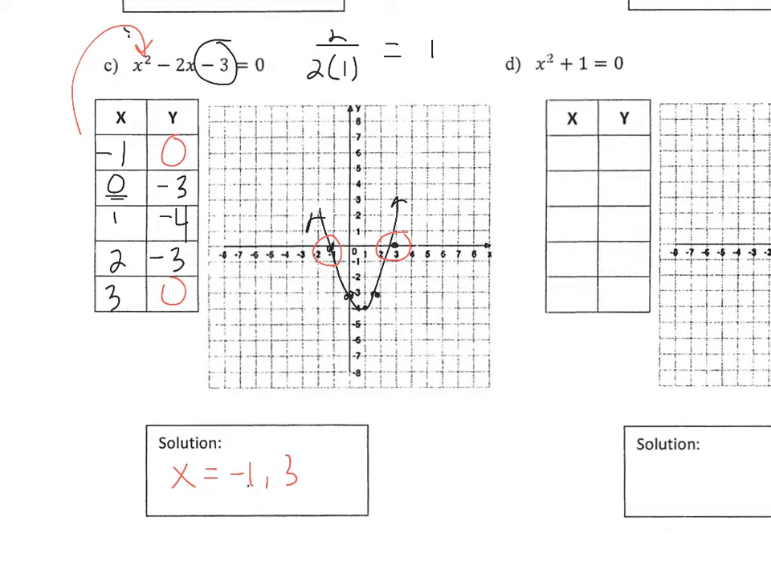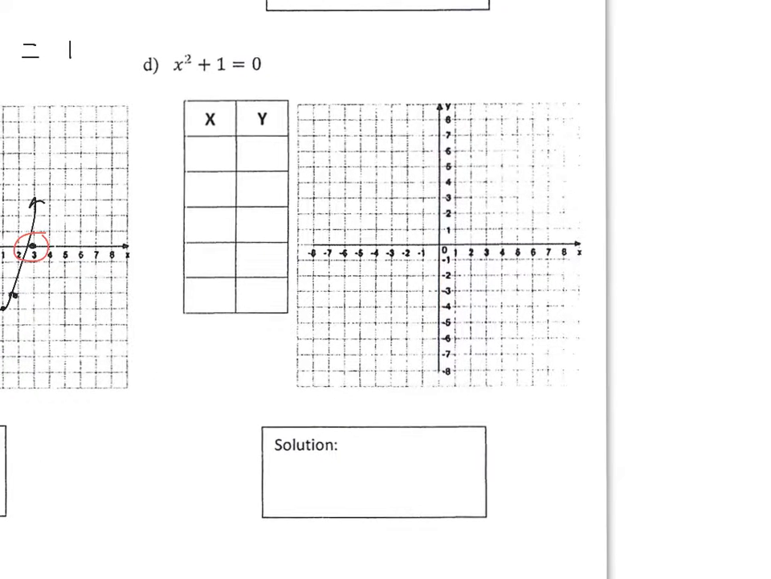Okay, letter D. I'm going to find my vertex. So I do opposite b over 2a. So this time our b value is 0. So if you plug in 0, you get 1. Now I'm going to plug a number less and greater and fill in my table. So if I plug in negative 1, negative 1 squared plus 1 is 2. And I can use symmetry to put 2 on the other side. And then if I plug in negative 2, squared I get 4. 4 plus 1 is 5.